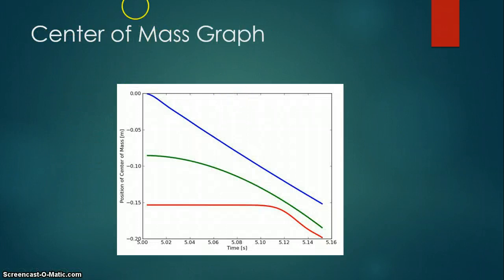And once again, the center of mass graph: the blue line showing the center of mass when it was standing still, the green line showing the center of mass when it was hanging from the box at the top, and the red line showing the center of mass as it was falling.